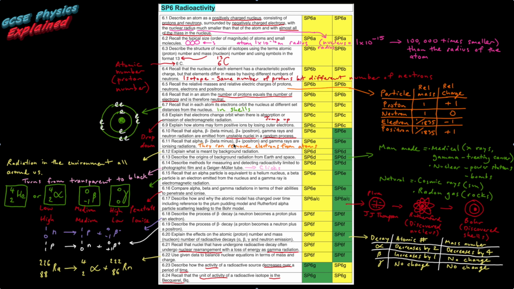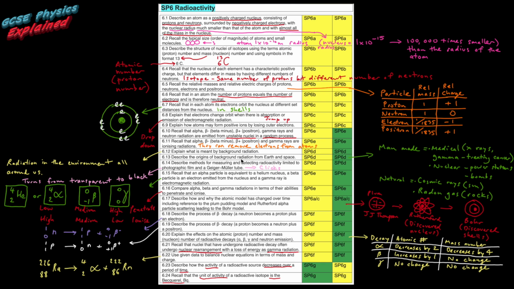Recall that alpha, beta minus, beta positive and gamma rays are ionizing radiations. In other words, it means they can remove electrons from atoms if they bump into the electrons. Explain what is meant by background radiation. Well, it's radiation in the environment all around us all the time. Nothing you can do about it.